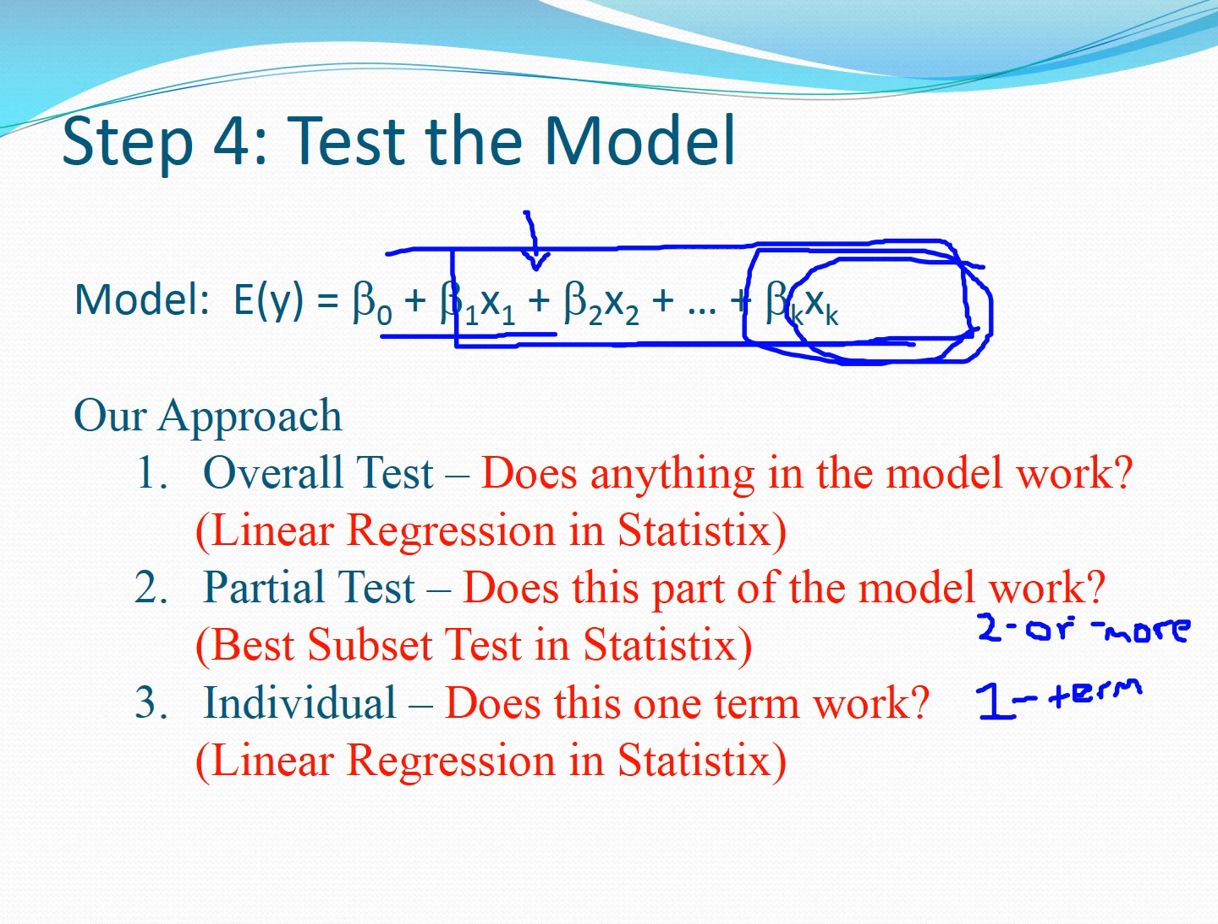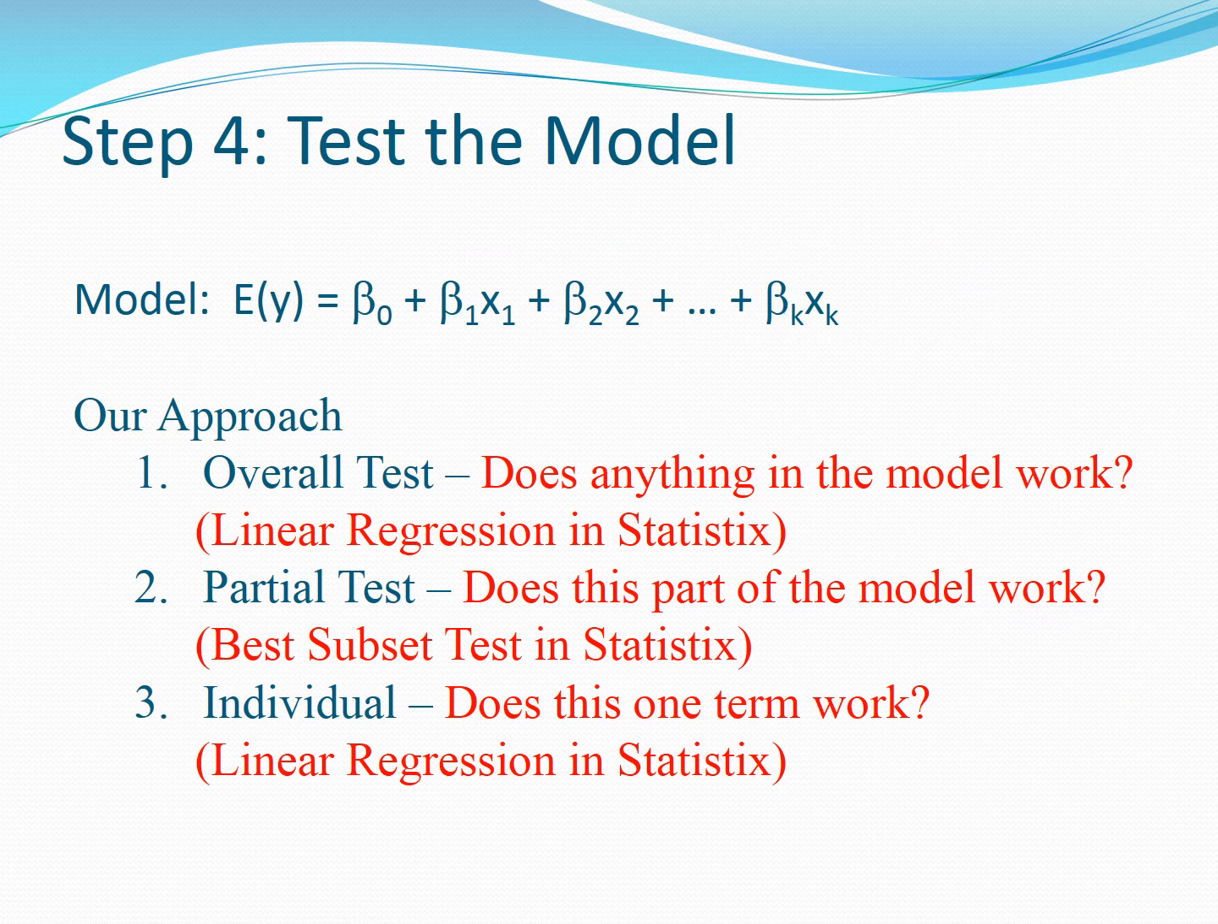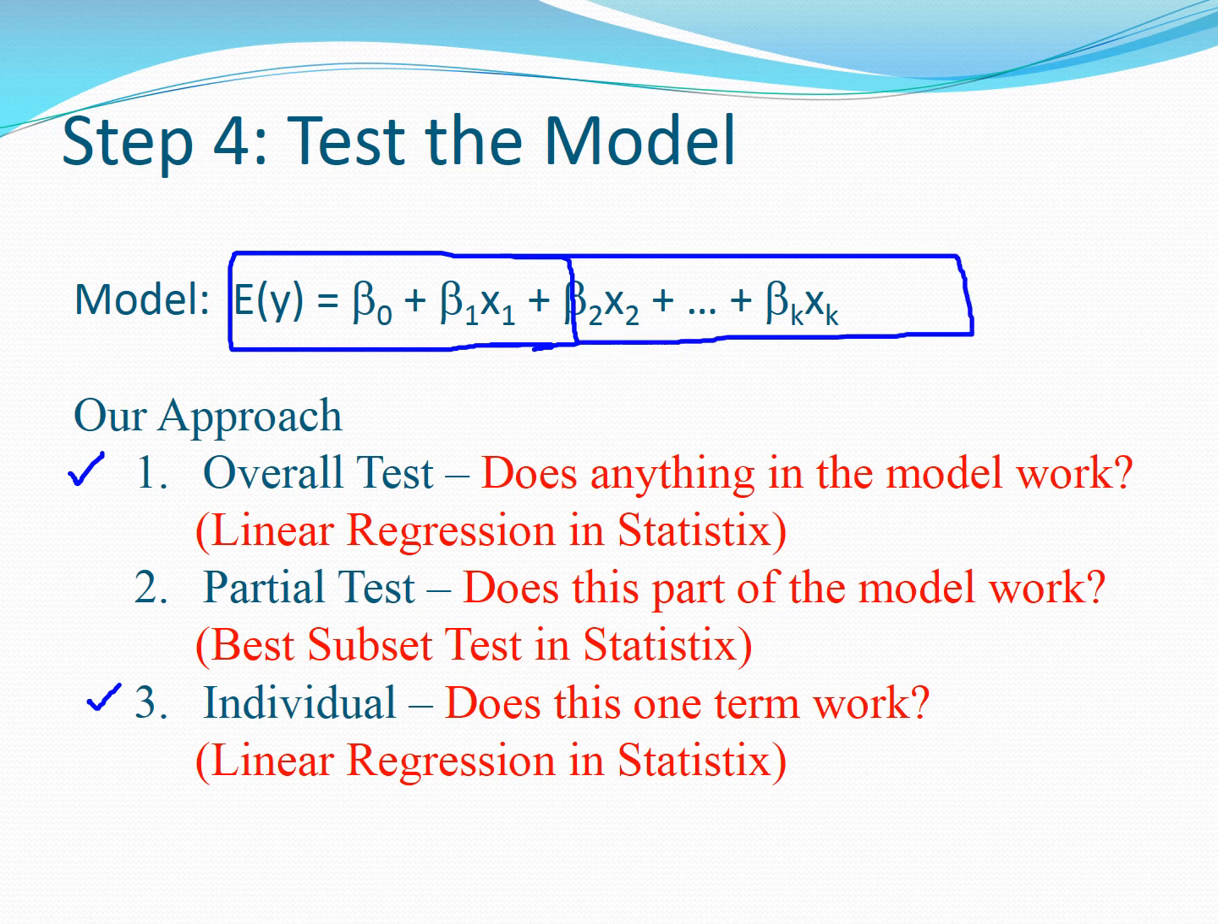If you have a model that just has this term in it, okay, so think about it from this way. If I want to test that term, the individual test and the overall test would be exactly the same, because the one term is the entire model. And that's the situation we ran into in the simple linear regression. But in multiple regression, obviously, that's not the case, because we have more than one term, hence the term multiple.